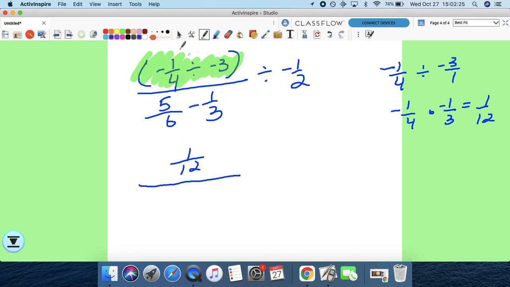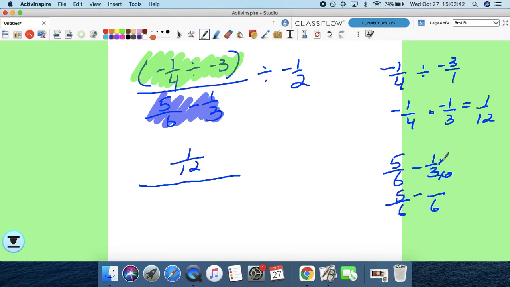Divided by, I'll change colors here. Let me see if I can highlight this in blue, and I'm going to do that part. At the bottom is 5/6 minus 1/3. Find the common denominator. In this case, 6 times 2. So multiply the top times 2, and I get 2, so I get 3/6, otherwise known as a half. Right? And then divide that by 1/2.